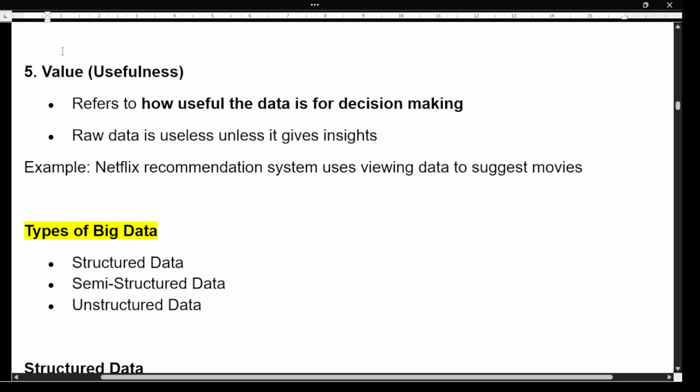Next is usefulness, that is value. It refers to how useful the data is for decision making. Raw data is useless unless it gives you some insights. The Netflix recommendation system uses your viewing data to suggest movies to you.